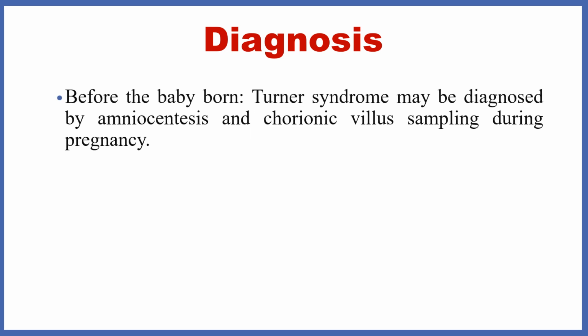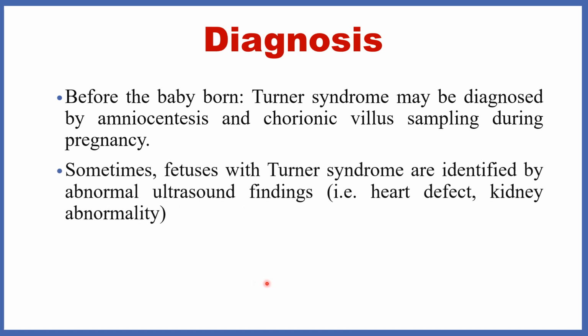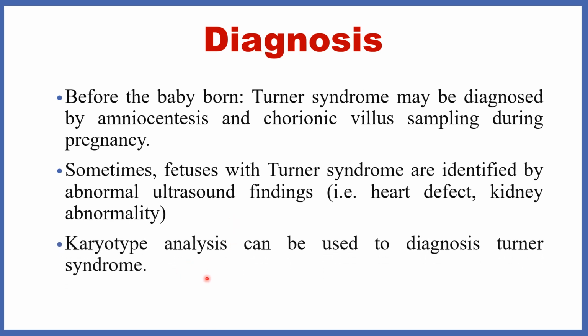So how is Turner syndrome diagnosed? Before the birth of the baby, Turner syndrome may be diagnosed by amniocentesis and chorionic villus sampling. Sometimes a fetus with Turner syndrome is identified by abnormal ultrasound findings, for example, heart defects and kidney abnormalities. Karyotyping is also used for the analysis of Turner syndrome.